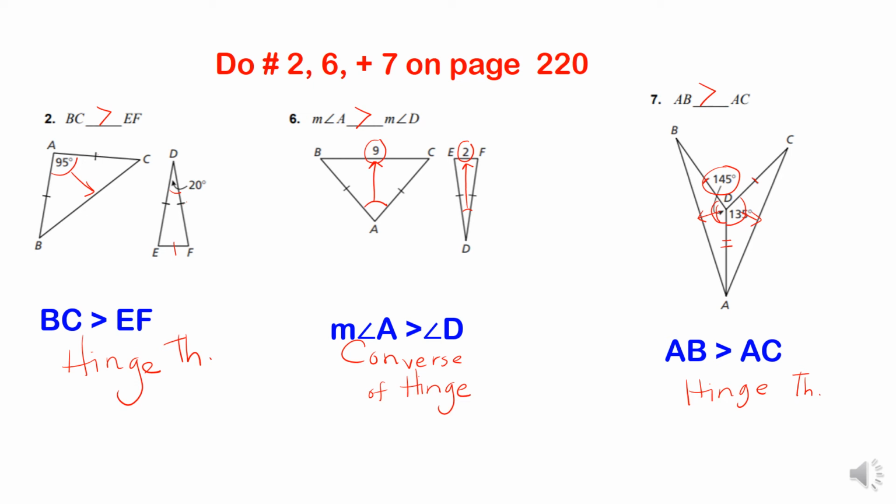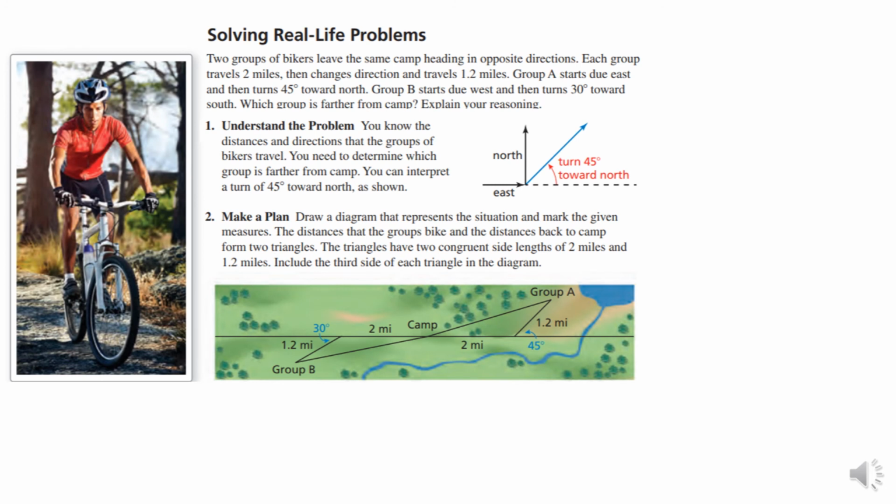Okay, so now we're going to look at a word problem. These are kind of confusing, so listen carefully. Okay, so we have two groups of bikers that are leaving the same campsite. So we're going to have the same campsite, and they're traveling both 2 miles and then 1.2 miles when they change direction. So first group, we're going to say heads east. So we're going to go east 2 miles. Okay, then they're going to change direction. This tells you how to look at that. So they're going to turn 45 degrees north. Okay, and they're going to go 1.2 miles.